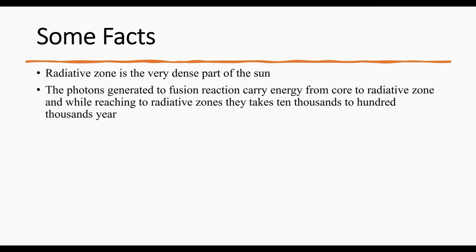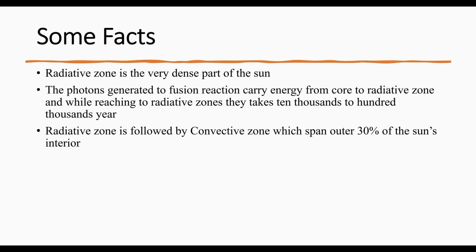The sun is a very large and complicated celestial body, and it is very difficult to know all about it in very few slides. So in this slide, we also have a few more facts about the sun. The radiative zone is the very dense part of the sun. The photons generated by the fusion reaction carry energy from the core to the radiative zone, and while reaching the radiative zone they take 10,000 to 100,000 years. Above the radiative zone is the convective zone, which spans the outer 30% of the sun's interior.